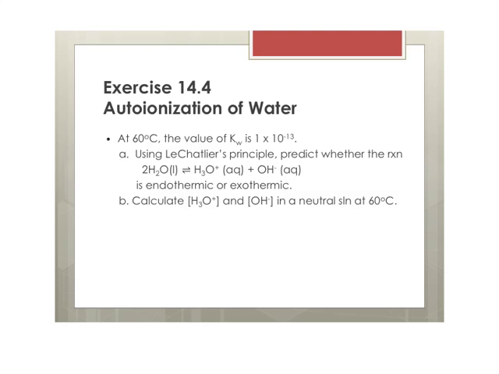Okay, for this exercise, it's giving us that at 60 degrees Celsius, the value of Kw is 1 times 10 to the minus 13. And we know that at 25 degrees Celsius, Kw is 1 times 10 to the minus 14. Using Le Chatelier's principle, we're going to predict whether the autoionization of water is endothermic or exothermic. And then we're going to calculate hydrogen and hydroxide ions in a neutral solution at 60 degrees Celsius.